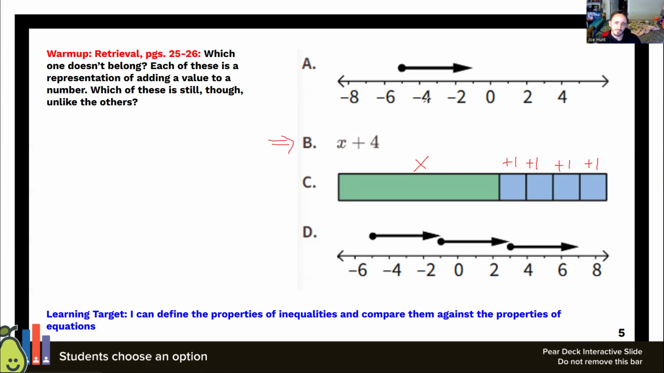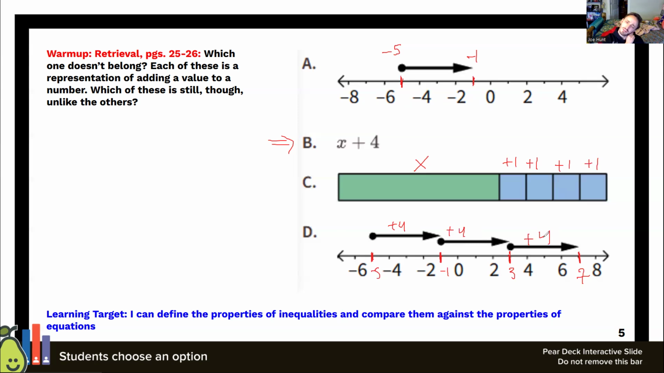Now, if you look at part A, what I'm going to notice is that this dot is on -5. And then the arrow is telling me that I'm going until about -1 here on the real number line. And if I go down to part D, what you'll notice is I've got -5 shifting to -1, and then -1 shifting to +3, and 3 shifting over here to +7. So it's like I'm adding 4 3 times in a row, right?